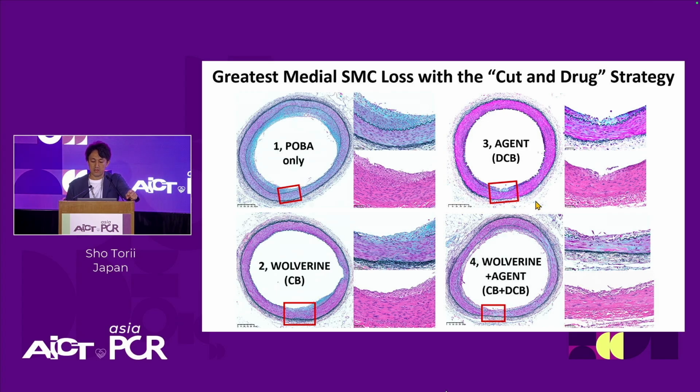And in the pink colored area with the DCB only group or cut and drug group, there's a loss of the nuclei of smooth muscle cells. So we call it a drug effect. Maybe paclitaxel makes these nuclei disappear, and that makes a drug effect after the usage. So we calculated the area, or scored the area, of this medial smooth muscle cell loss to see what happened to the drug effect in these 4 groups.